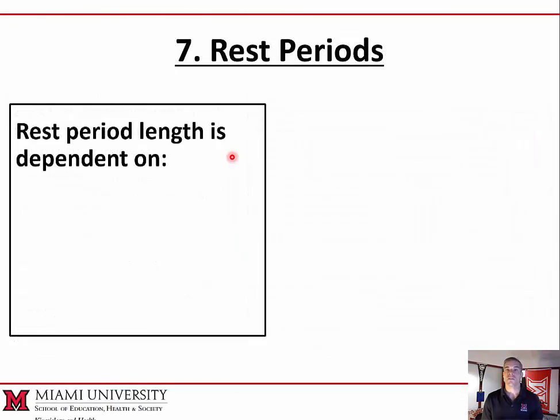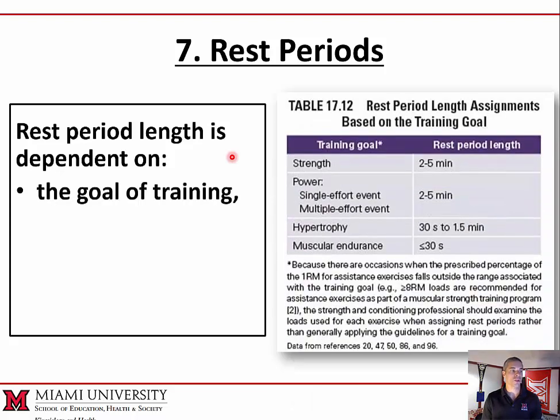And finally, we cannot forget about the importance of rest periods here as a resistance training program design variable. Now, the rest period length is going to be dependent on a number of factors, with one of those factors being the goal of training. In this table, we see rest period length assignments based upon the training goal. So if the goal is to increase muscular strength, that typically is a longer rest period length compared to muscular hypertrophy, and particularly compared to muscular endurance.